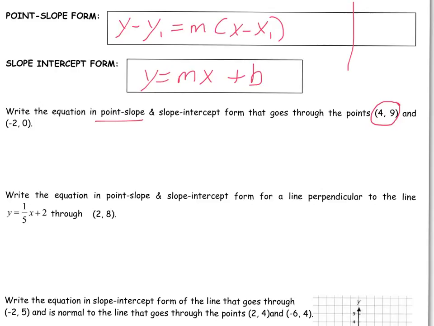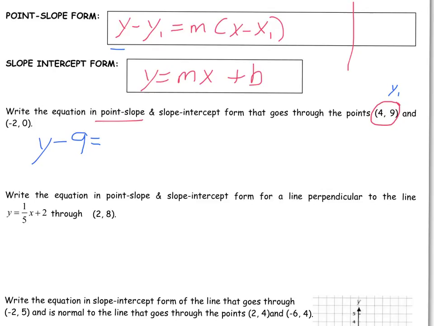So according to point slope form, we take y and we subtract y1, this being y1. So y minus 9 equals my slope, my m.